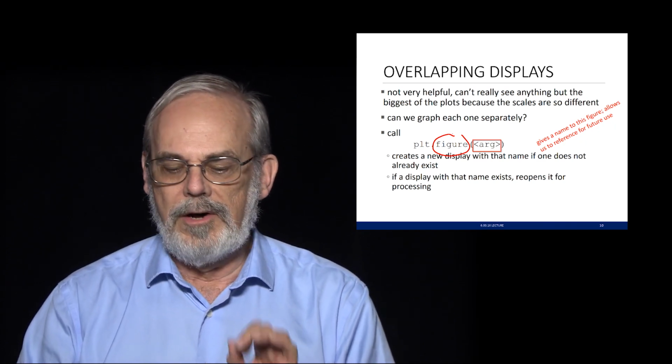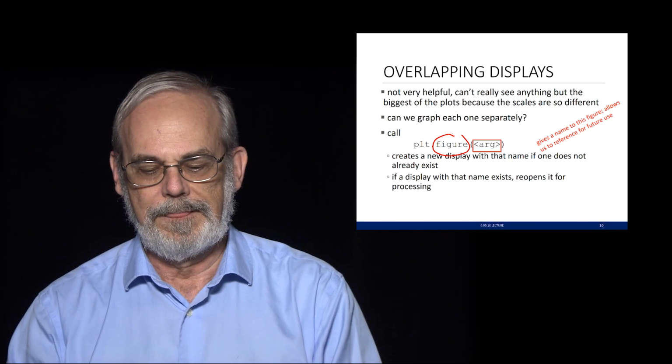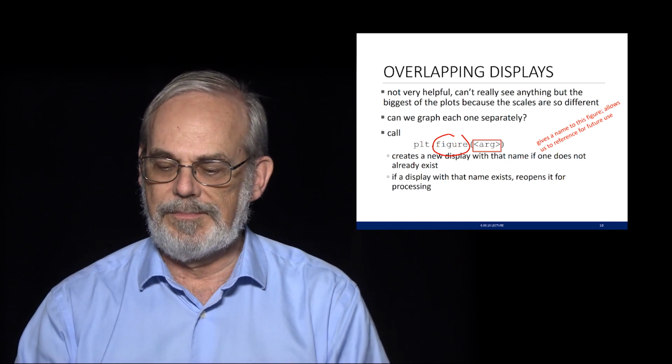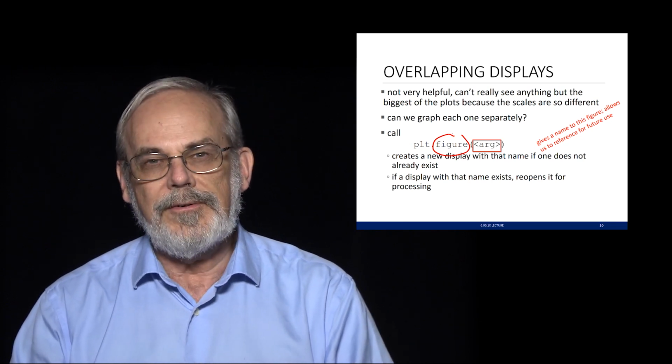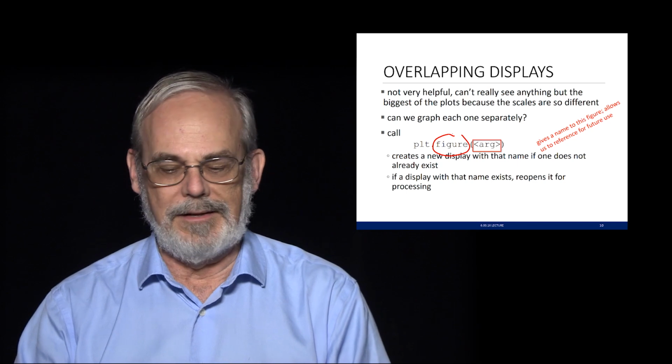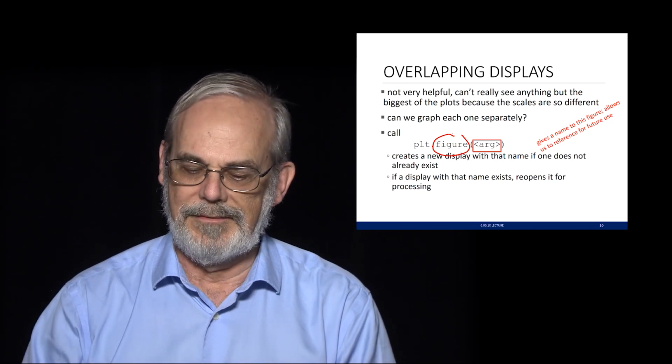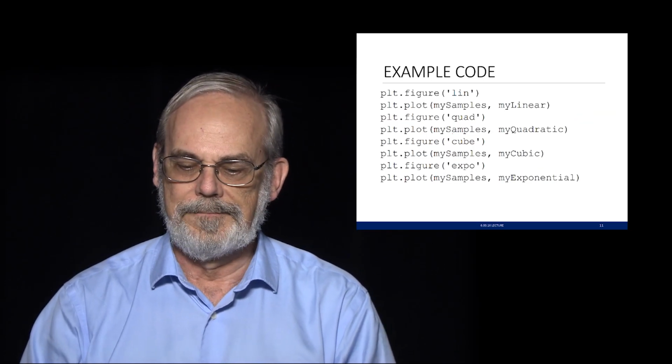Let's look at how that might help my problem here. The idea is that when I call plt.figure with that argument for the first time, it's going to generate a new display with that name. If a display already exists with that name, it's going to reopen it and let me do additional processing inside of it. And let's look at an example.